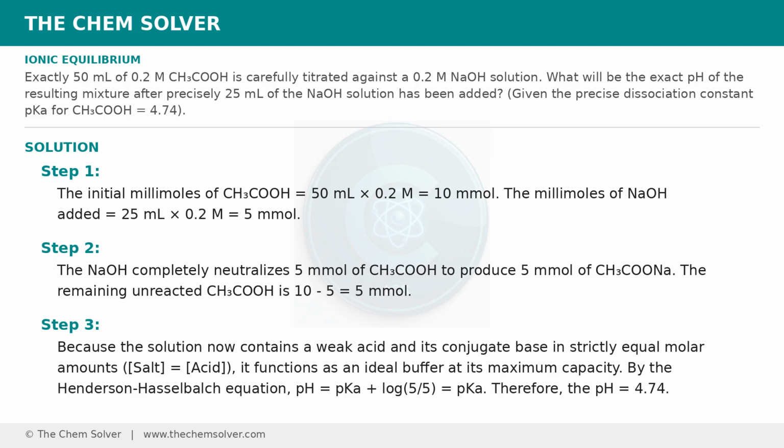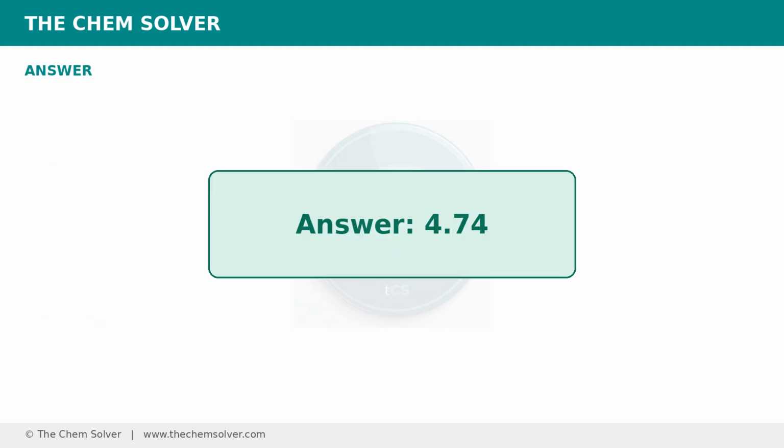Because the solution now contains a weak acid and its conjugate base in strictly equal molar amounts, salt equals acid, it functions as an ideal buffer at its maximum capacity. By the Henderson-Hasselbalch equation, pH equals pKa plus log 5 over 5 equals pKa. Therefore, the pH equals 4.74. The answer is 4.74.